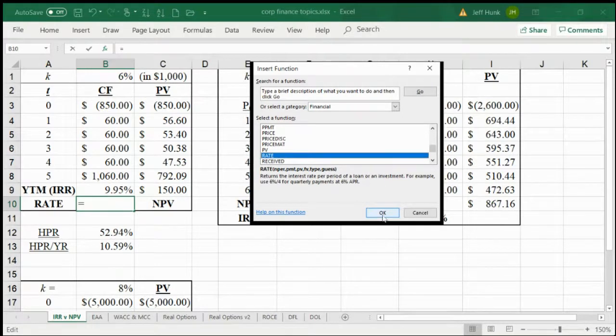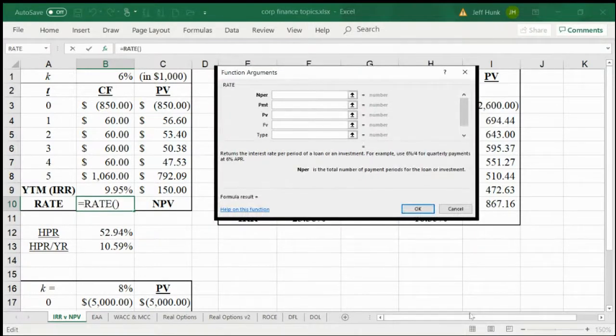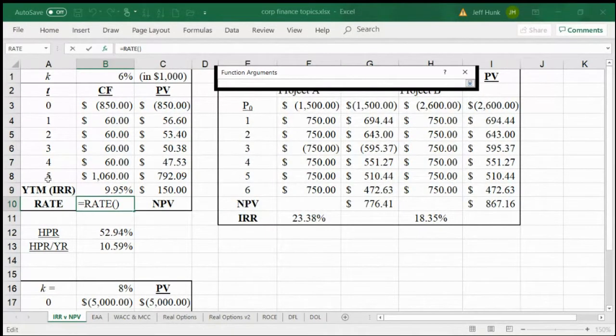Okay, and then click OK. Now you'll have to input the required variables, right? First, end periods. So there are 5 periods here, right? 1 through 5, right? Actually, you might wonder, isn't there 6 periods? No, it's 5 periods. Why?